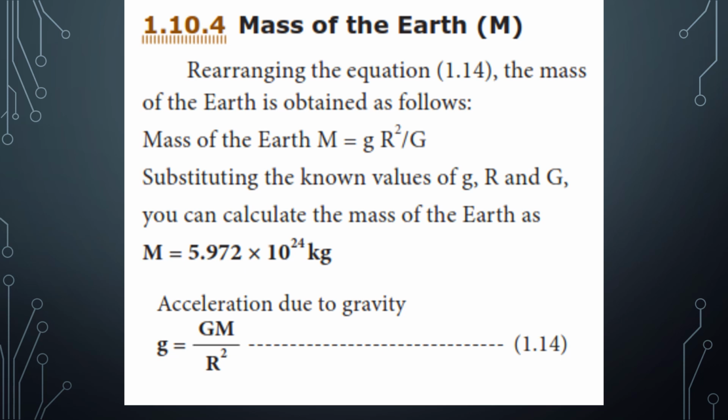Mass of the Earth, capital M. Rearranging the equations, the mass of the Earth is obtained as follows. Mass of the Earth, M, is equal to g R squared by G. Substituting the values of R, g and G, you can calculate the mass of the Earth as M is equal to 5.972 times 10 to the power 24 kilogram. Acceleration due to gravity g is equal to capital G capital M by R squared.